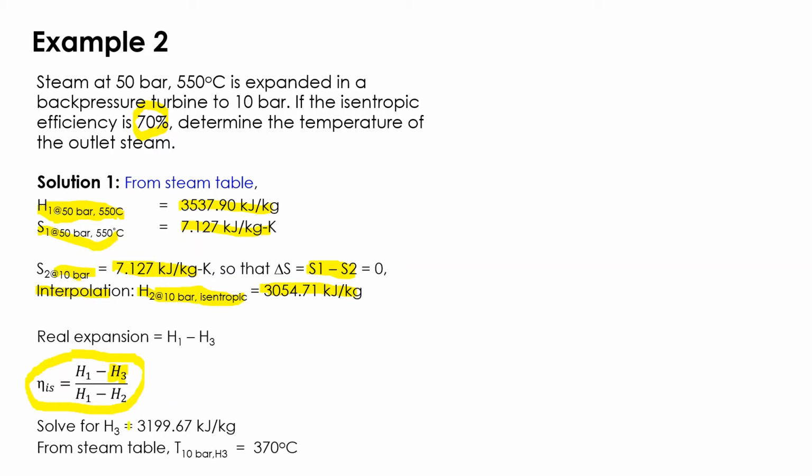And then from this calculation, we can get this value. We cross-check this value in the table at 10 bar, at the corresponding enthalpy of this value, and we get the temperature of the steam is 370 degrees Celsius.